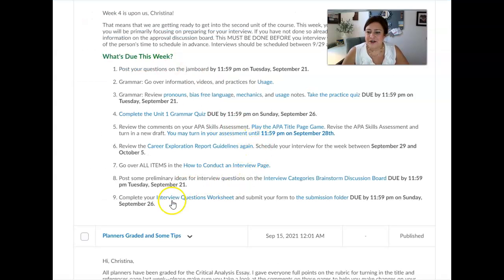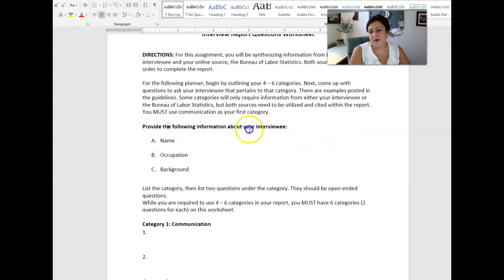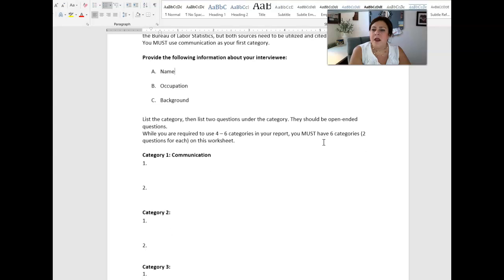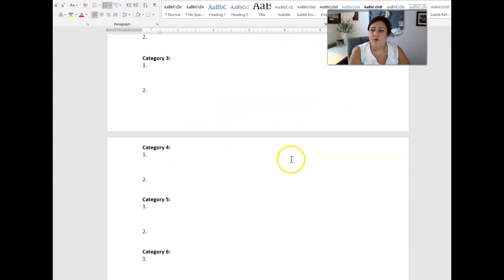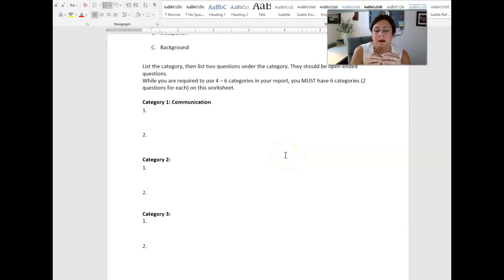Now, the last thing that is due is your interview questions worksheet, okay? And that is there for you so that you can make sure that you give your interviewee information there. And I want you guys to create 4 to 6 categories. I'd like to see all 6 categories really created here because the more that you think it through, the better off you are. You may not be including all of those categories in your actual essay, but I would like to see 6 categories brainstormed here, okay? The first category must be communication, all right?